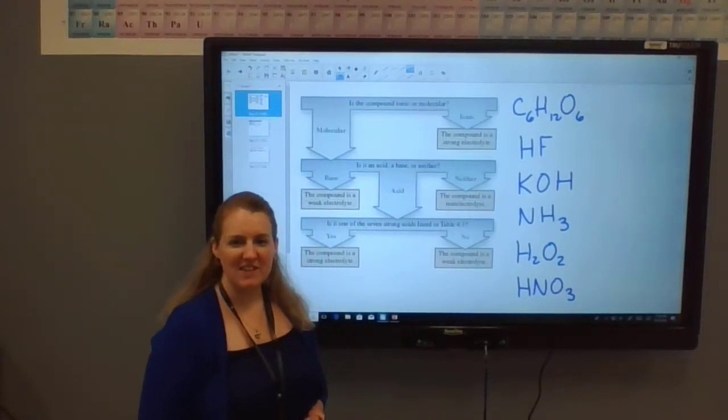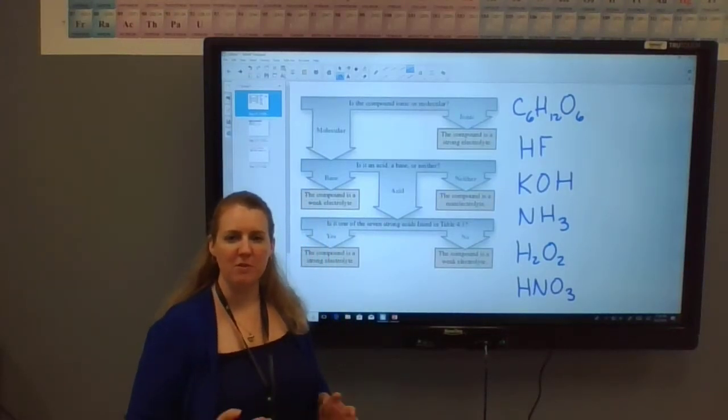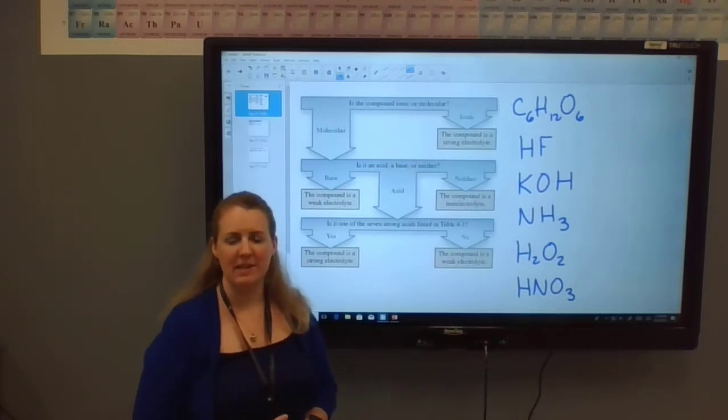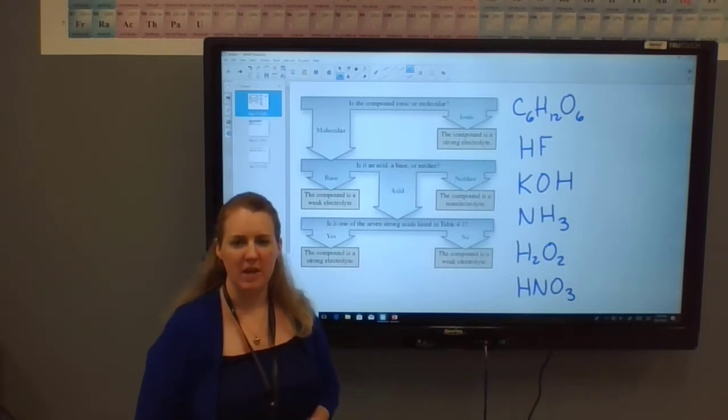Hi, this is Rachel Davis, and we're going to be doing Chapter 4 from the Burdge textbook, which is Solutions, Reactions that take place in aqueous solutions. Aqueous meaning solutions that are in water. So first we're going to talk about properties, and then we're going to look at those reactions.